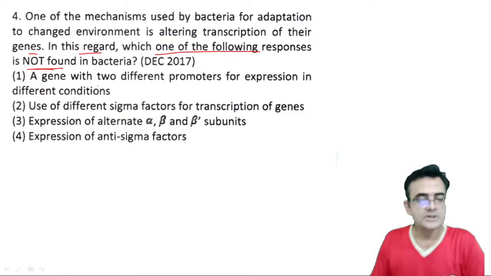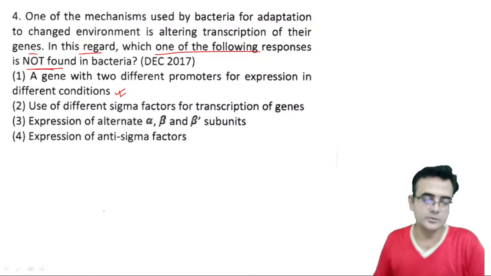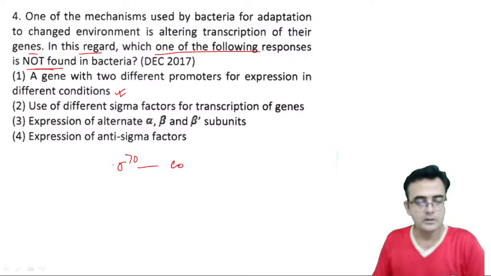So first is a gene with two different promoters for expression in different conditions. Yeah, this is correct. If two different promoters and two different genes are there, then what is the problem? So they certainly express, right? This is correct. Use of the different sigma factor for the transcription of gene. Yeah, of course. In the first question we talked about that sigma 70 is the general, very common sigma factor, right? Very common sigma factor.